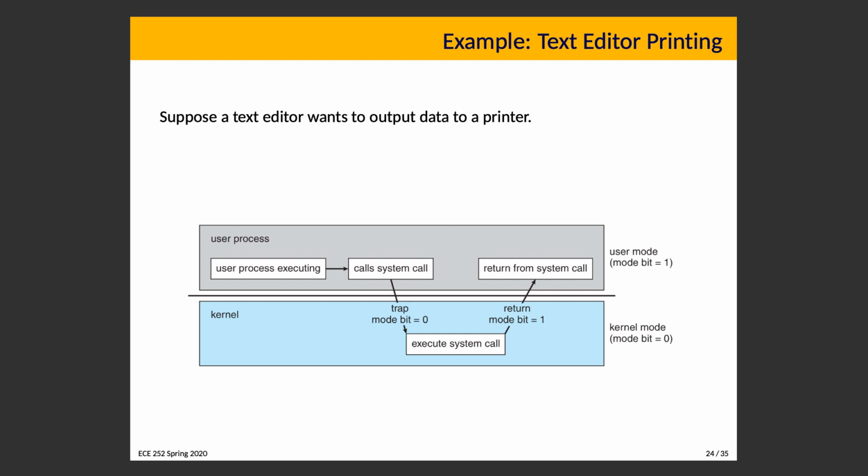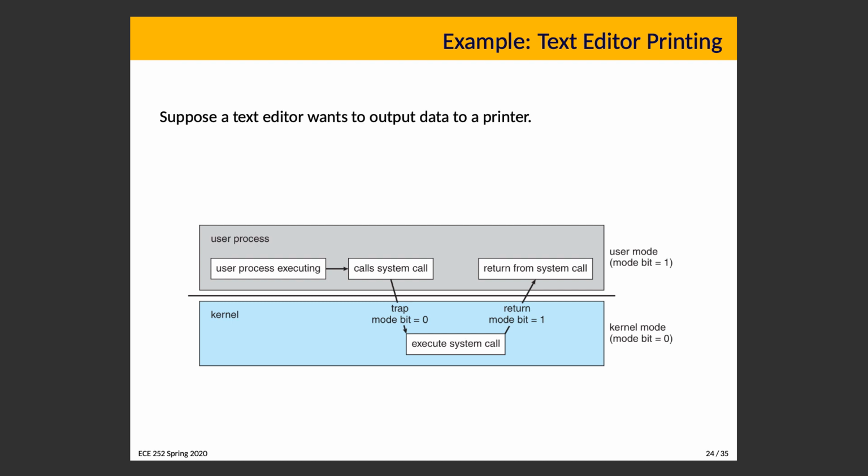The operating system will activate. Mode bit is set to 0, so kernel mode is activated. It executes whatever it needs to do to run the system call, so prepare the data, send it to the printer, whatever is required. And before we return from the system call, mode bit is set back to 1, that is, putting it back in user mode, and then we return, and the user process can continue executing from that point. And yeah, that's what we have to do.